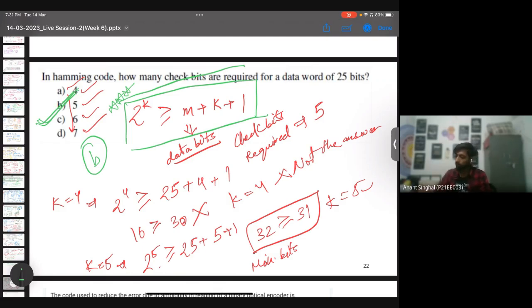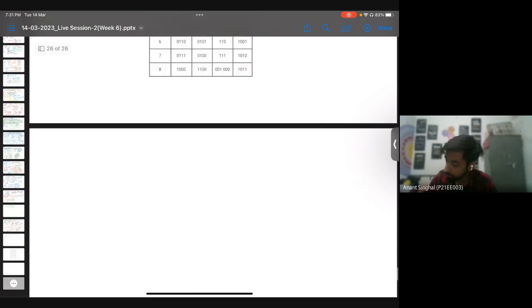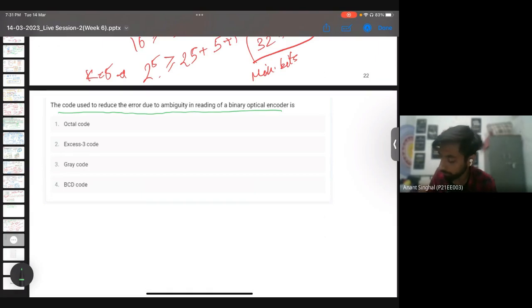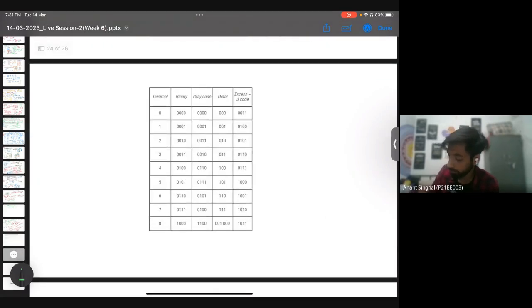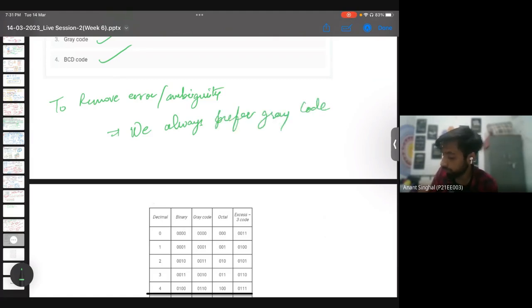Okay, so we'll proceed now. This is a basic theoretical question. It says: the code used to reduce error due to ambiguity in reading. Let me familiarize you with all these types of code. Remember that to remove error or ambiguity, we always prefer Gray code. I'll tell you the reason why.